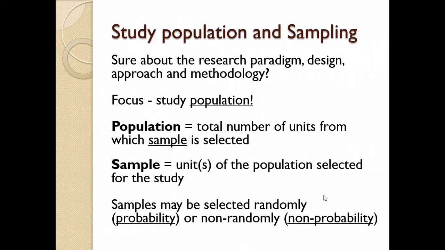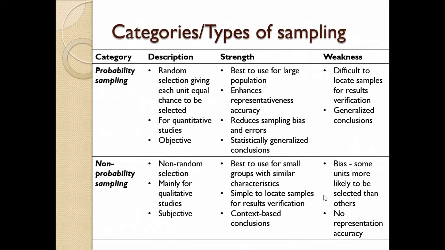So samples may be selected randomly, which is probability sampling, or non-randomly, which is non-probability. Let's look at the difference between probability sampling and non-probability sampling. Under probability sampling, the selection is random, aiming to give each unit equal chance to be selected. It is mostly used for quantitative studies, and it is objective in that case. The strength here is that it is best used for large populations, and it enhances representativeness and accuracy.